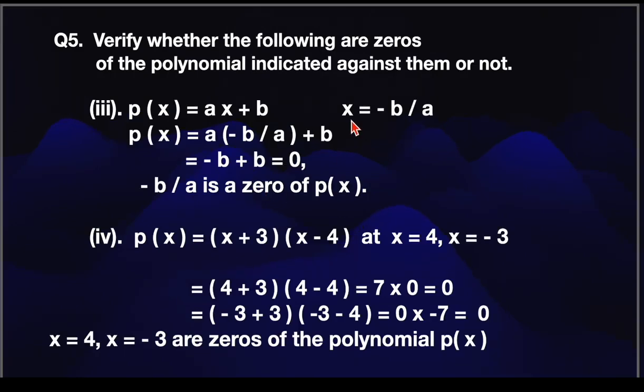Here the value of x is -b/a. Substitute here and solve it, again this polynomial also becomes 0. Therefore -b/a is the zero of the polynomial p(x). Here in this polynomial they have given two values of x. Let's put the first value, x = 4. When you substitute it, this polynomial becomes 0. Then substitute minus 3. If you do it and solve it, again it becomes 0. So both 4 and -3 are zeros of the polynomial p(x).